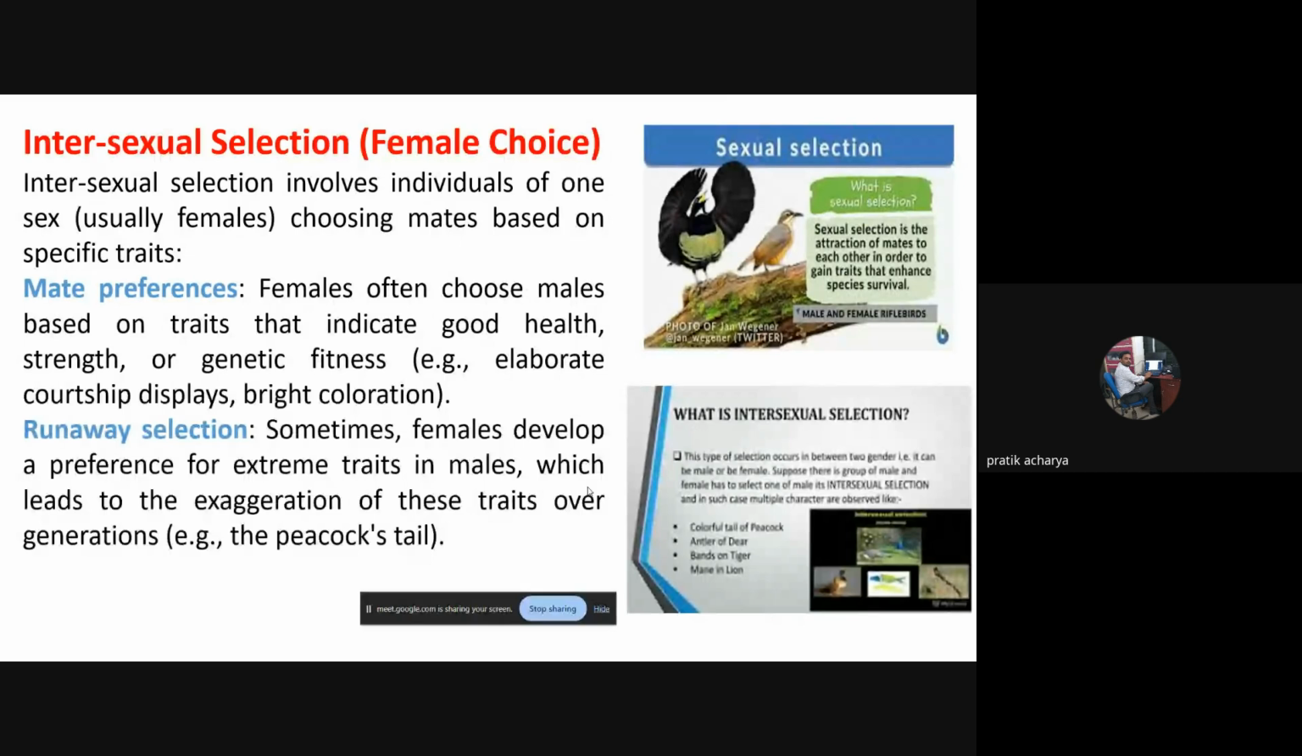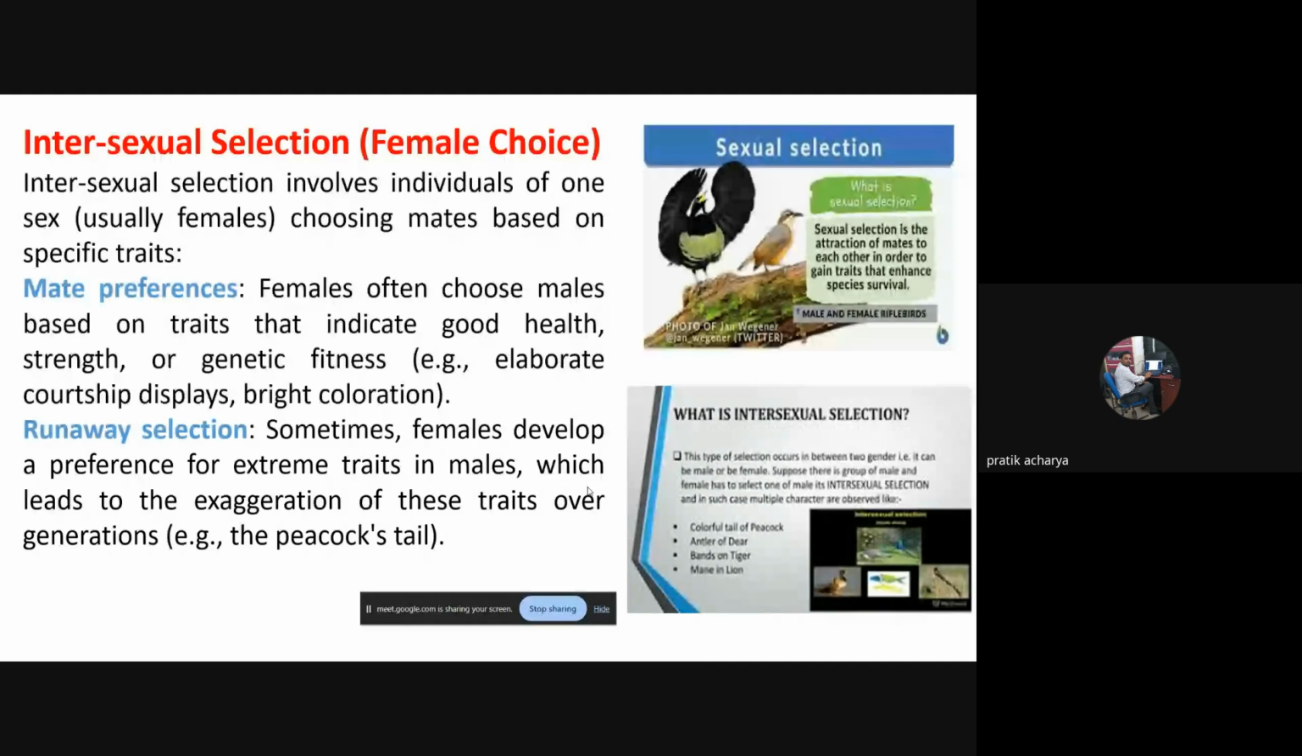Here, intersexual selection. Sexual selection means the attraction of mates to each other in order to gain traits that enhance species survival. Why is there selection? If a species is there, random mating is possible. But why is there a selection? Selection is due to both male and female. They want to produce fit offspring. That's why females almost always need a fit male for production of more fit offspring. That is the basic aim of this sexual selection.